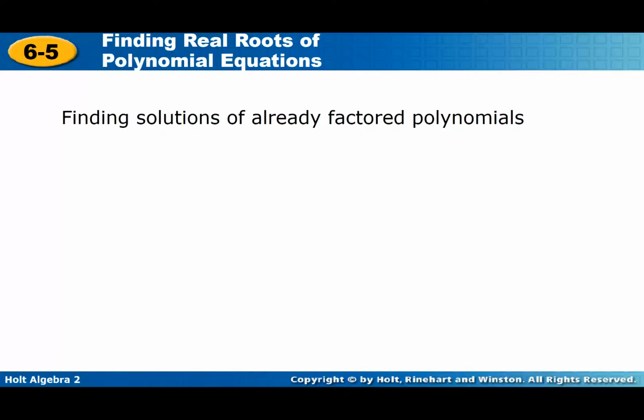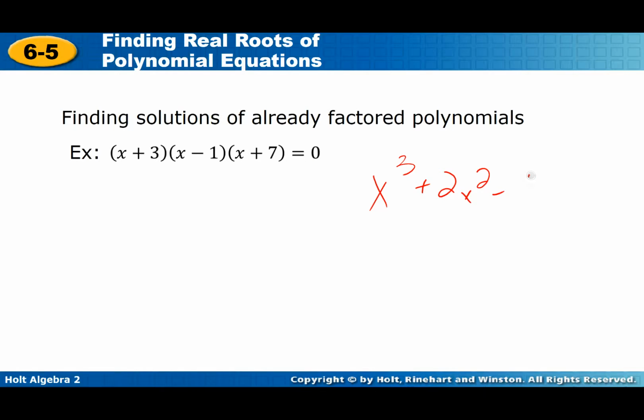Now we're going to move on to finding solutions of polynomials, not from a graph, but from the actual polynomial, and we're going to look at ones that are already factored. We could have examples like x to the third plus 2x squared minus 4x plus 7 equals 0, but we won't know the x-intercepts unless we graph it or factor it. What I'm showing you here are examples where the polynomials are already factored. Someone's already done the hard work, and we got these 3 factors: x plus 3, x minus 1, and x plus 7.